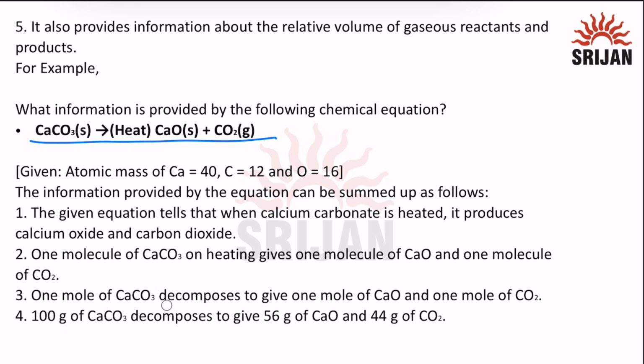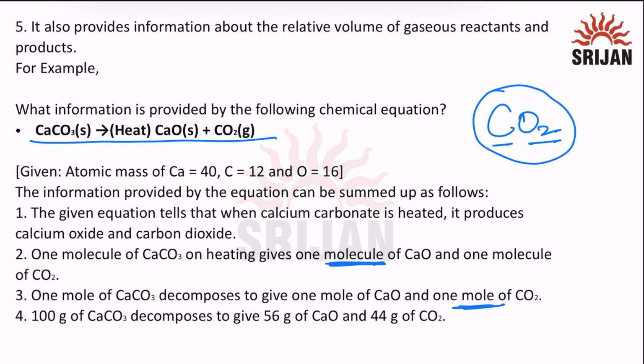Third point, 1 mole of calcium carbonate decomposes to give 1 mole of calcium oxide and 1 mole of carbon dioxide. As you can see, in the previous point it was molecule, and now we are saying mole. What is the difference between a molecule and a mole? Simply this: anything which is made up of elements, for example CO2, made of carbon and oxygen, we can call entirely a molecule. And if there are a number of these present, for example 3 CO2, we call this 3 moles of CO2. So mole is a quantity we use for calculation and molecule is just for the definition.